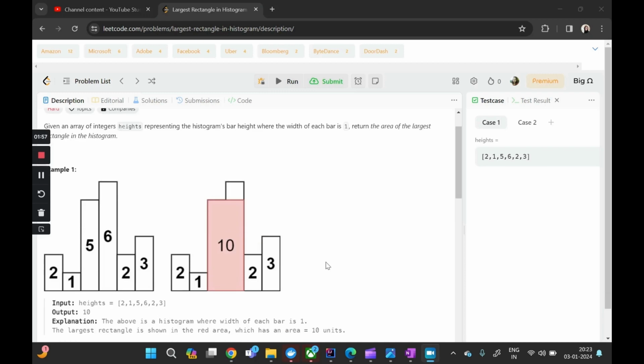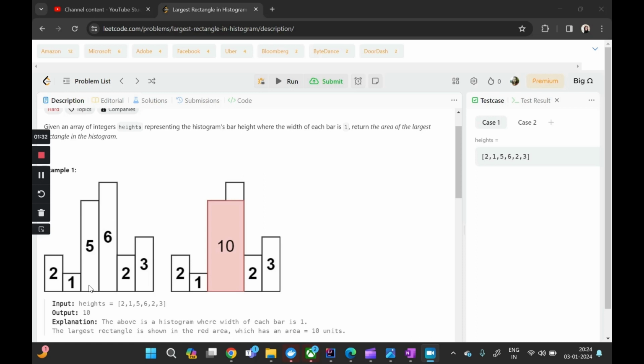Now the question is, how are we actually trying to find out the area of the largest rectangle? As given in the picture over here, these are the different bars. It has been told that this particular portion, which is highlighted in red, the area is coming out to be 10. Why is it coming out to be 10? Because the height is 5 and the width of each bar is 1. So 1 plus 1, these two. So 5 into 2 is 10. So this is how the area is coming.